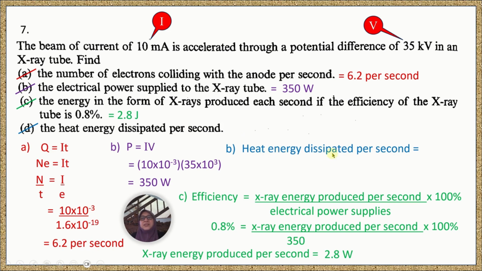So the heat energy dissipated per second is thermal energy. Okay, thermal energy. So we can minus the 2.8 watt. So 350 watt minus 2.8 watt. Okay, this one is from the principle of conservation of energy. So 350 minus 2.8, so we get 347.2 joule. So that's the answer for question 7.